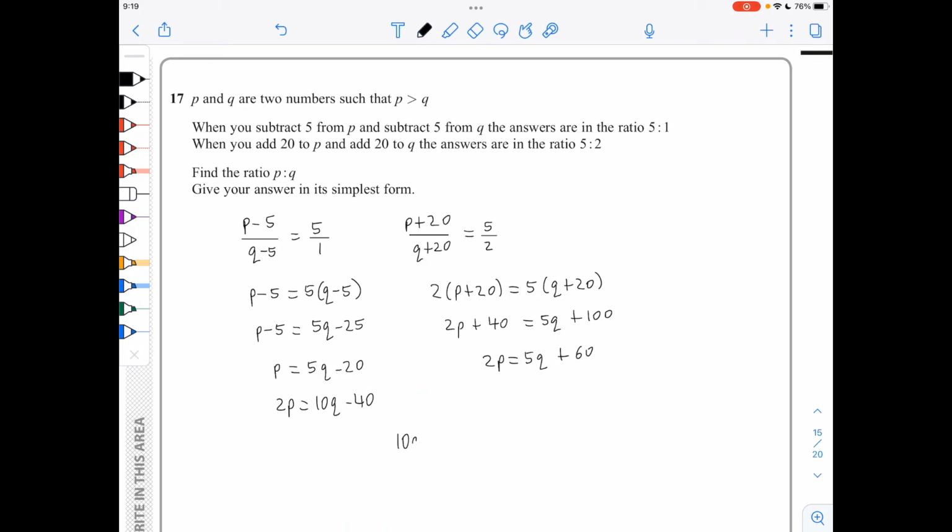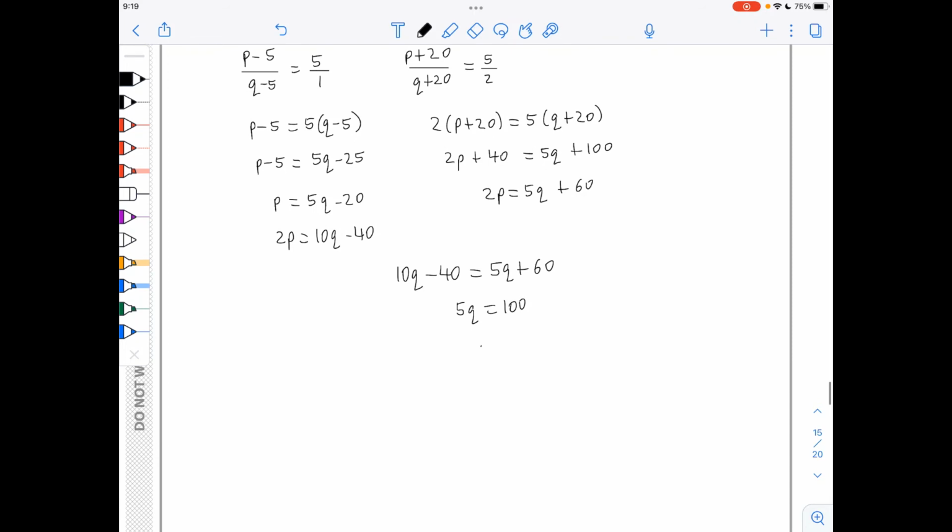So 10Q minus 40 is 5Q plus 60, leading to 5Q being 100. So Q is 20. And P is 5 times 20 minus 20, which is 80. So P to Q is 80 to 20, which simplifies to 4 to 1.